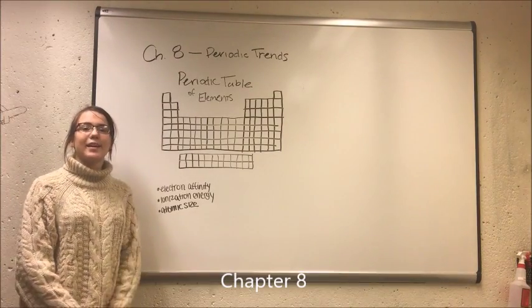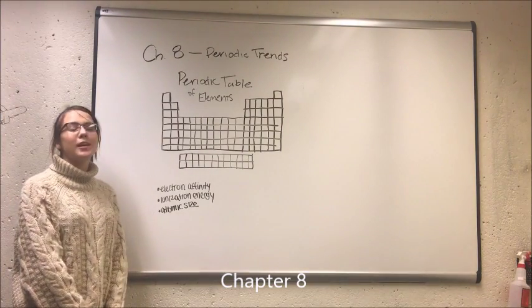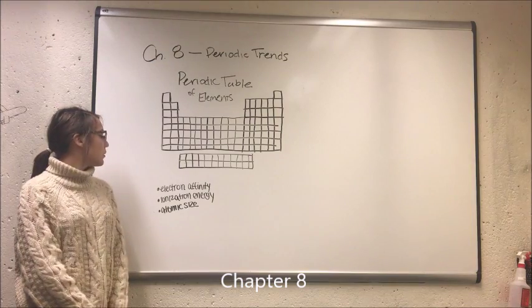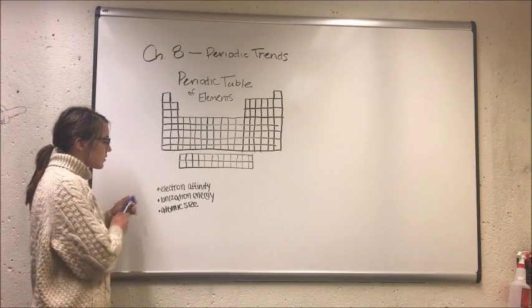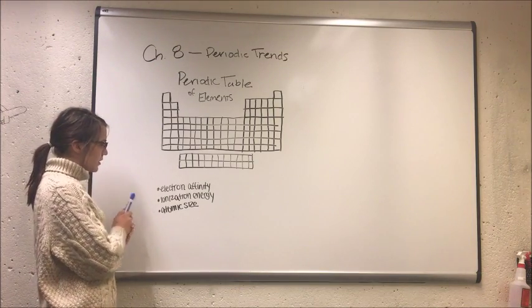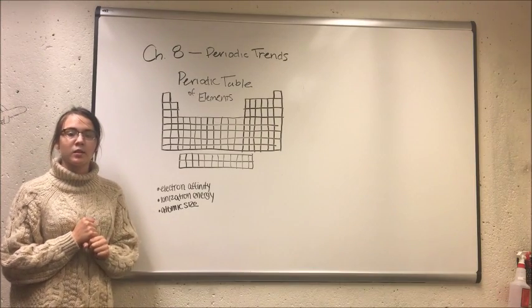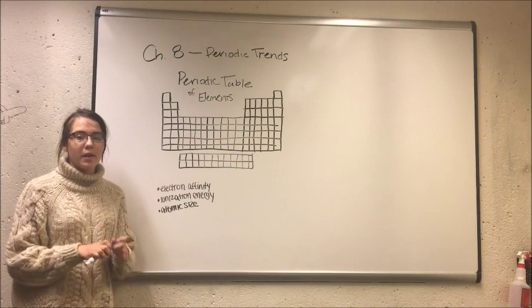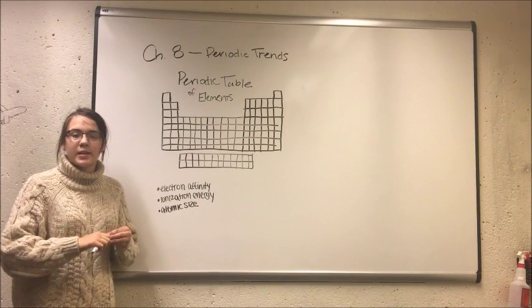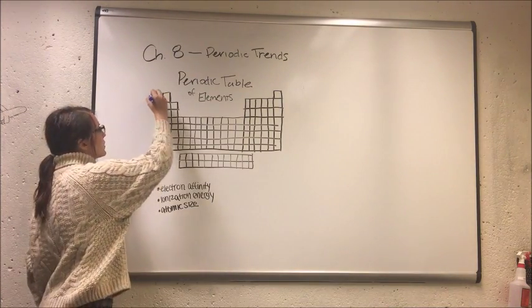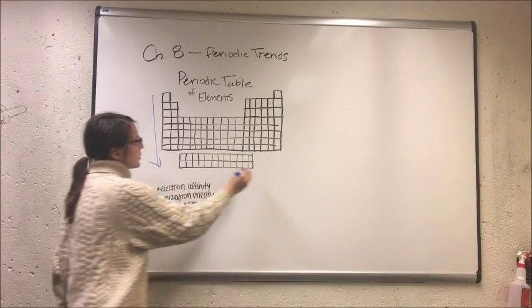Amber again, and now I'm going to be talking to you about Chapter 8, Periodic Trends. Pretty much there are three main periodic trends: electron affinity, ionization energy, and atomic size. Atomic size can be found by having the distance between the nuclei of two atoms. In main group elements, atomic radius tends to increase down a group and decrease across the period.